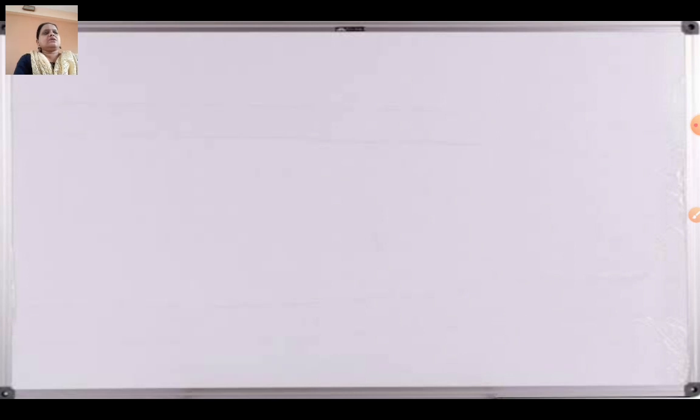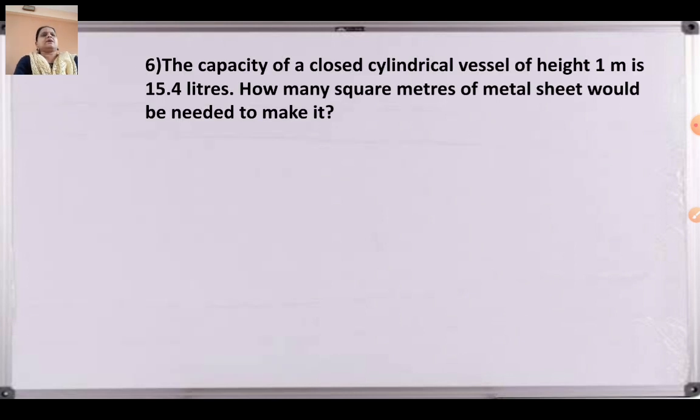Okay, now let us start with the next sum. The capacity of a closed cylindrical vessel of height 1 meter is 15.4 liters. How many square meters of a metal sheet would be needed to make it?